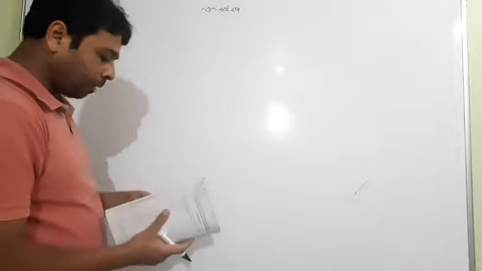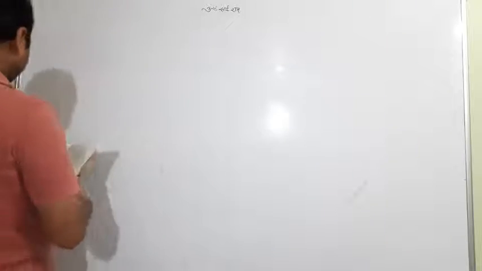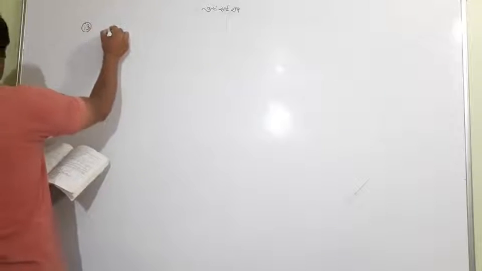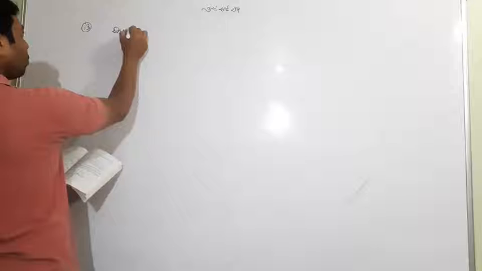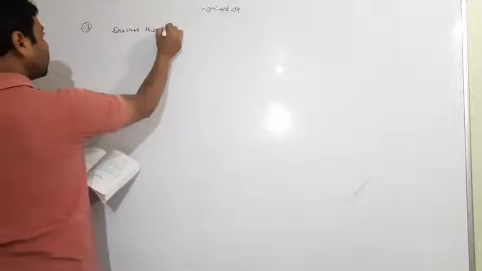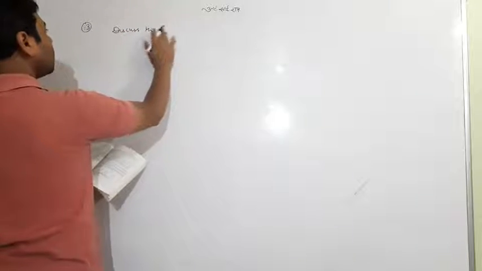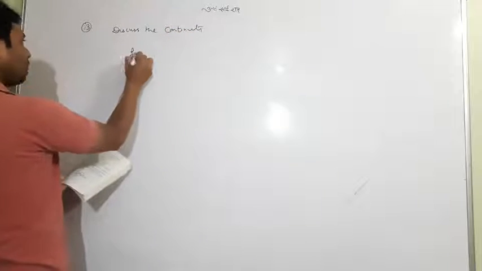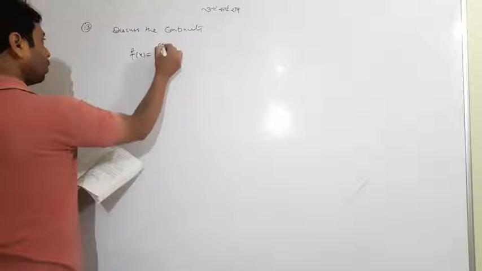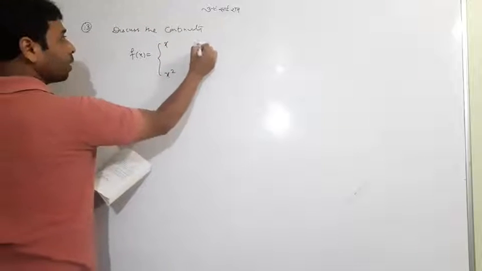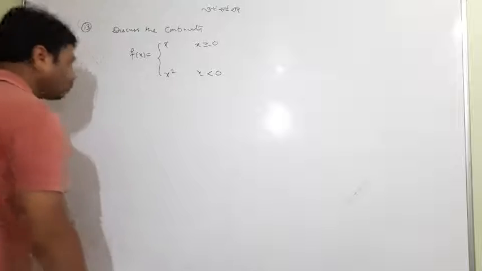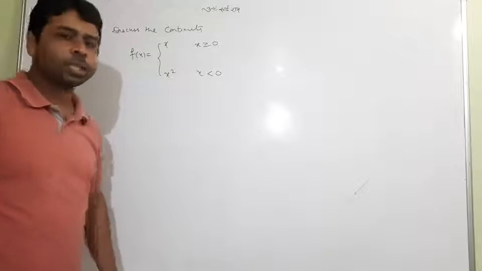This is example number 11 it was. Now question is, example number 13 I take. Discuss the continuity. Very easy question it is, but for practice it is. Discuss the continuity. It is f of x is equal to x and x square. Look at. Question is very simple question, but for practice it is good.